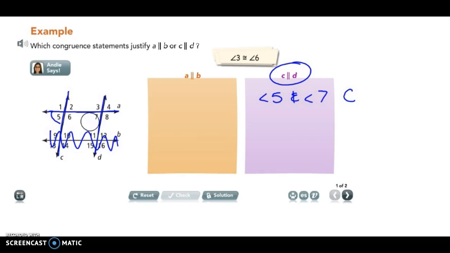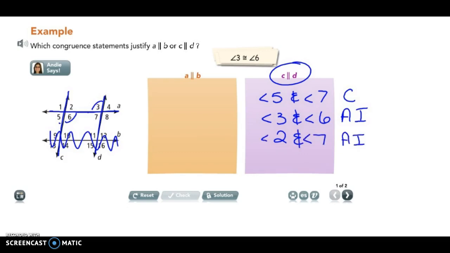If I had 3 and 6, those are alternate interior angles, and that would prove that they were parallel. Same way with 2 and 7. Those are also alternate interior angles and would prove that they are parallel. Angle 2 and angle 4 are corresponding angles, and that would also prove it.